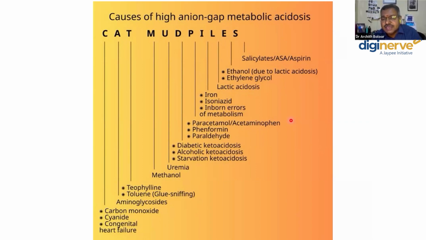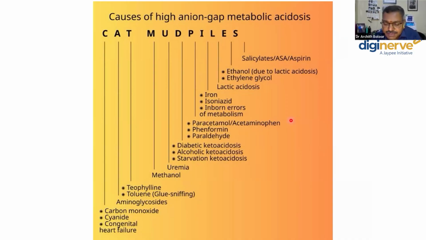Again, remember uremia can produce both. The D stands for diabetic ketoacidosis, alcoholic ketoacidosis, and starvation ketoacidosis. P stands for paracetamol, phenformin, that's a metformin, and paraldehyde. I stands for INH, iron, and inborn errors of metabolism. E stands for ethanol and ethylene glycol, and S stands for salicylates. So this is one acronym you should remember, the CAT MUD PILES, for high anion gap metabolic acidosis.